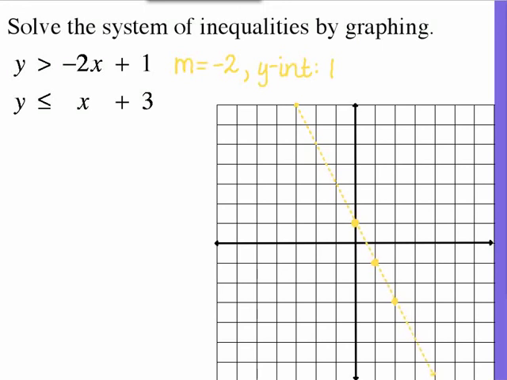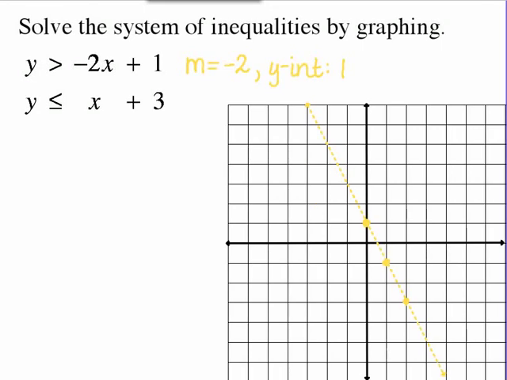I need to now figure out which side of the line I shade. So I'm going to plug in the point 0, 0. When I plug in the point 0, 0, I get 0 is greater than 1. Is that true? No. So here's 0, 0. Which side am I going to shade? The opposite side, this side. You're going to want to do this light, light enough to see but not super dark, because we are going to graph another line on here.